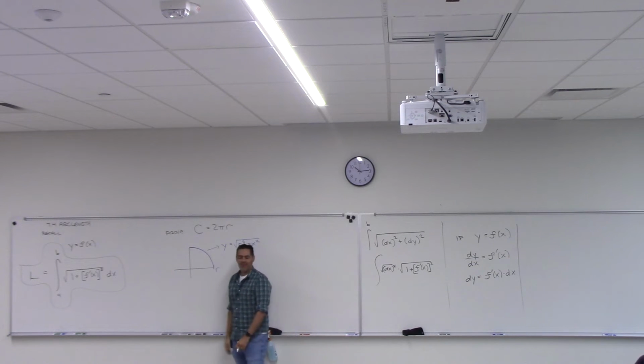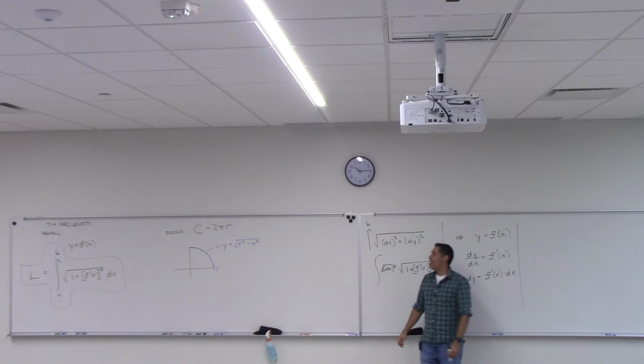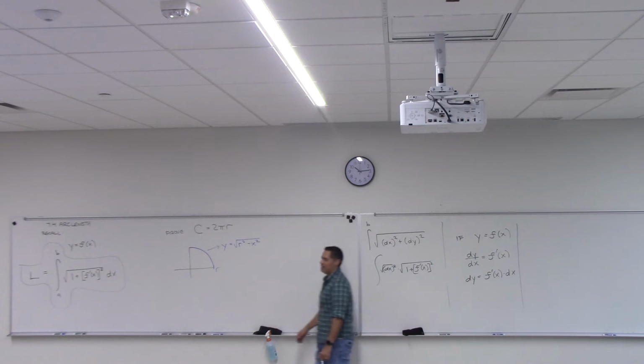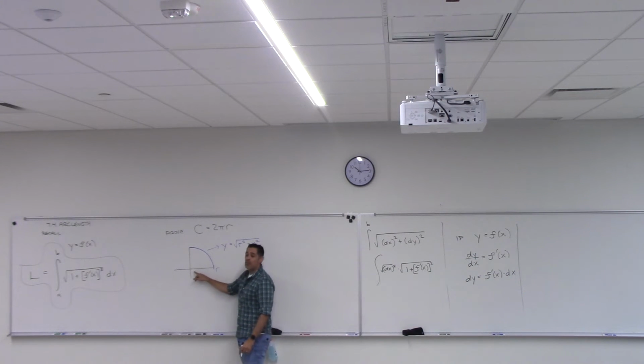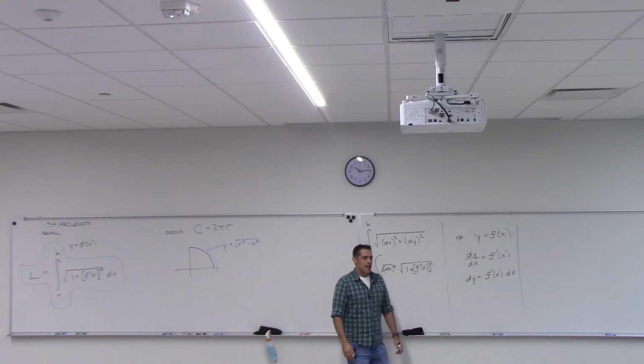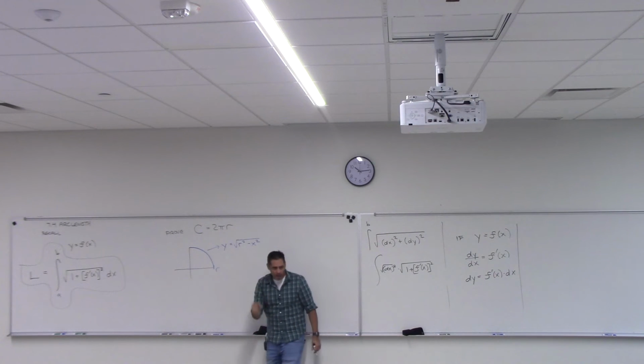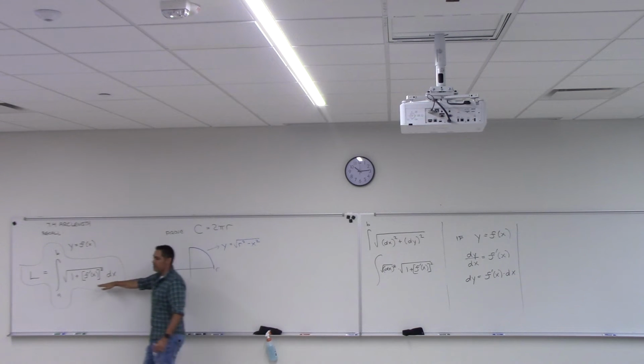This circle of radius r has as an equation x squared plus y squared is r squared. Solve that for y, you get this, right? Okay, that is our function of x. R here is a constant. R is a constant. I'm going to use this formula now.